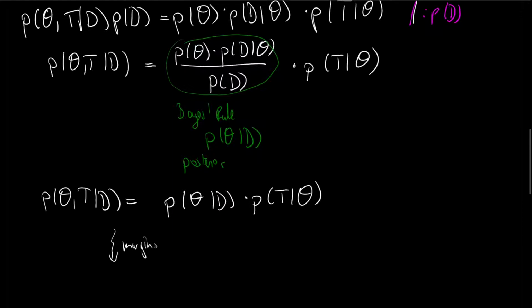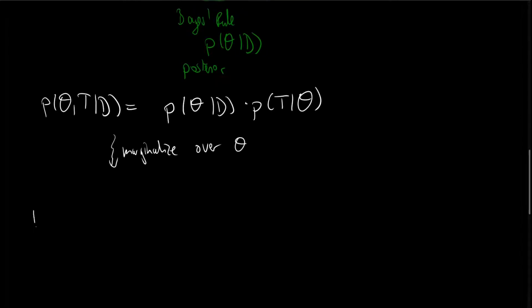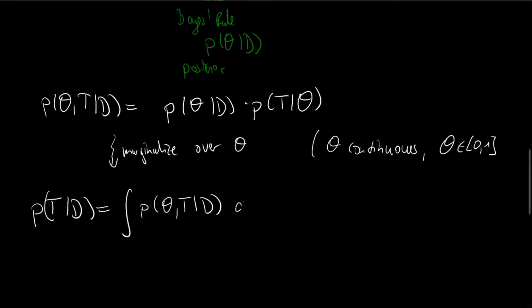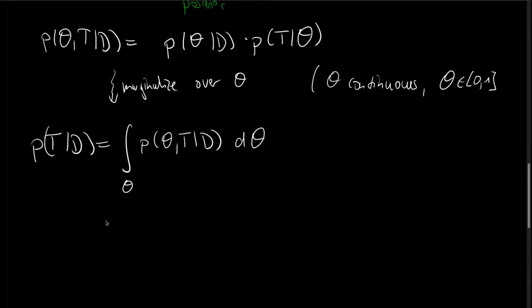So we can marginalize over theta. And this works as follows. We get p of t given d as the integral, and we have to integrate because theta was a continuous random variable, taking values between, so let's write this down, theta is continuous and theta is from 0 to 1. And we have to integrate over our recently found distribution over all thetas.